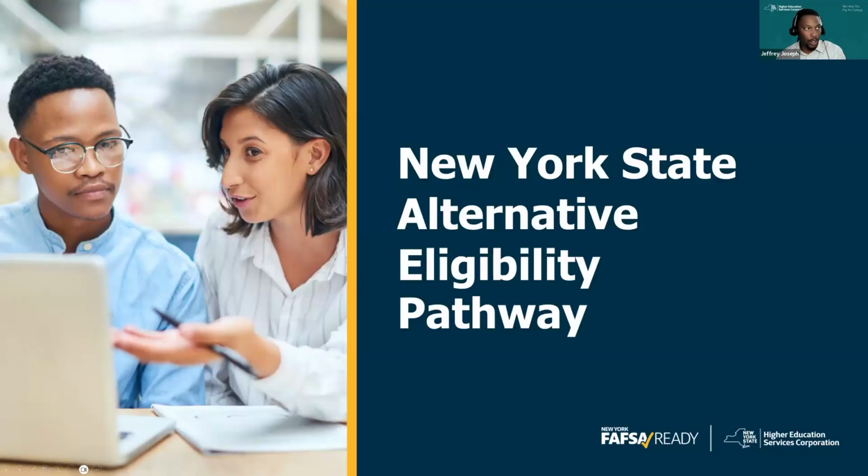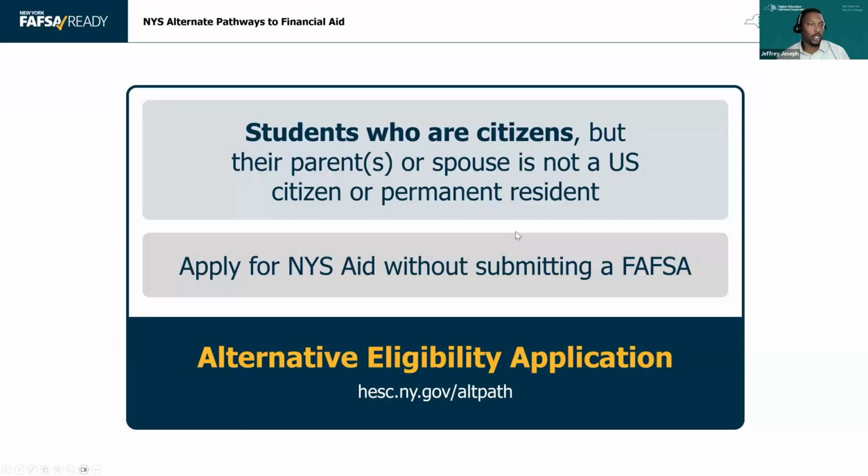Now, this new alternate pathway that you may have heard about. Here's how this works. This is for students who are citizens, but their parent or spouse is not a U.S. citizen or permanent resident, or is not a legal resident of New York, okay? This will allow students to apply for New York State aid without submitting the FAFSA. So notice who this is for. This is not for students who just want to forego their parents' information on an application. This is for students for whom we still need parent information. They can't just say, I don't want to provide my parents' information and go through.